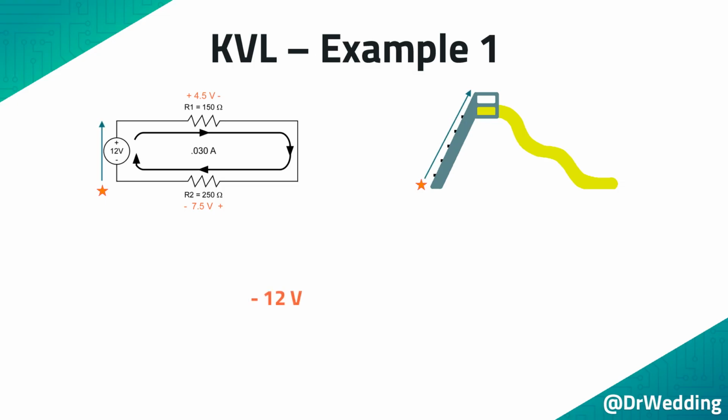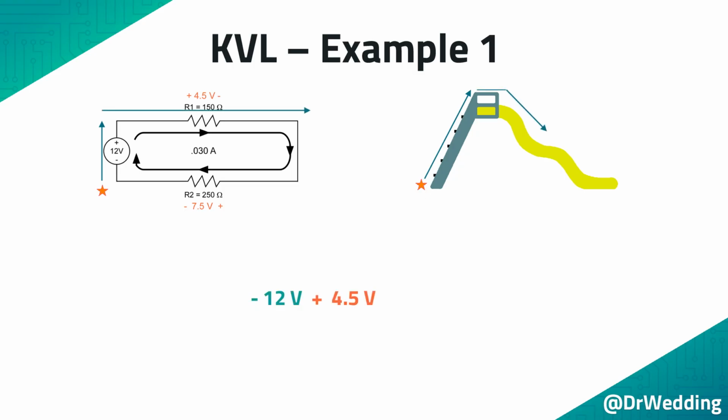As we move around the schematic, the voltages we encounter must be recorded. The first voltage that we cross over is the 12-volt supply. When moving clockwise, we hit the minus sign first. So this is recorded as minus 12 volts. This is equivalent to climbing the ladder on the slide.